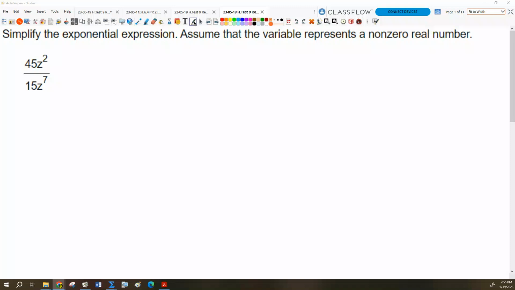So in this case, we've got the number part. Because those are coefficients, they're being multiplied by everything on top and bottom, we can reduce that fraction. What's that reduced to? 3. Good. So we get 3 on top. I don't need a 1 on the bottom because if there's nothing on the bottom, then this isn't even a fraction, right? And if there is, then I don't need to multiply it by 1.